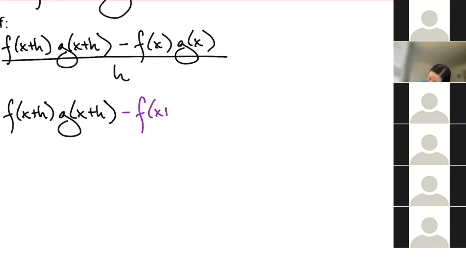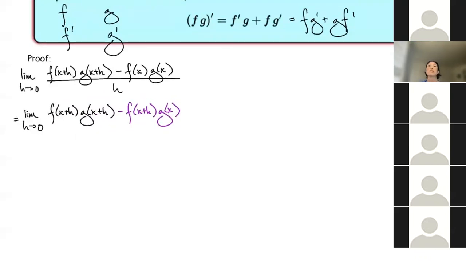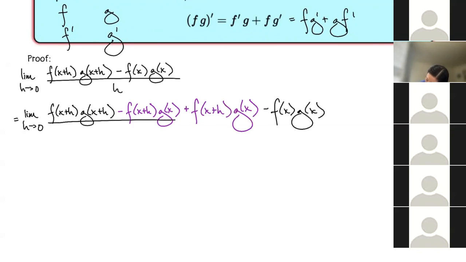Minus f of x plus h, g of x. Now, if I subtract this, what do I need to do in order to keep the purple part equal to 0? I have to add it as well. So plus f of x plus h, g of x. Right? So I've got this purple thing here that's now made my problem longer, but it's just 0. So I haven't changed anything. Okay.